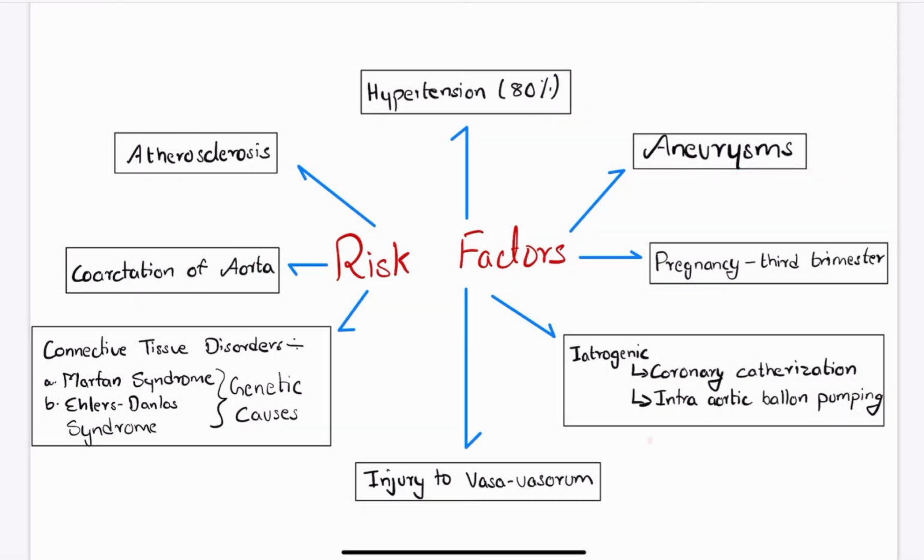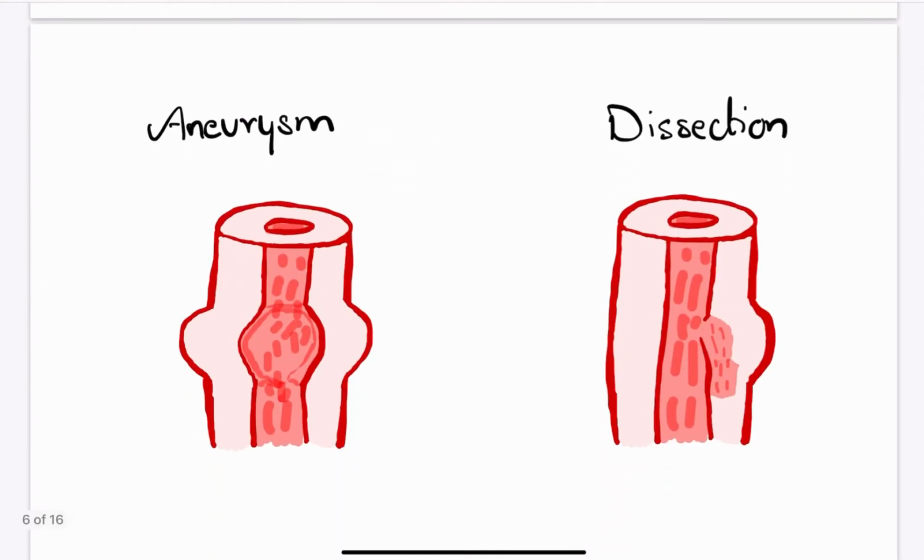Aneurysms can also cause aortic dissection, and incidentally, dissections can also cause aneurysms. If I briefly have to differentiate these two, then aneurysms are dilations of blood vessels that involve the entire thickness of the wall, whereas dissections occur when blood enters the wall of a vessel and separates the various layers.